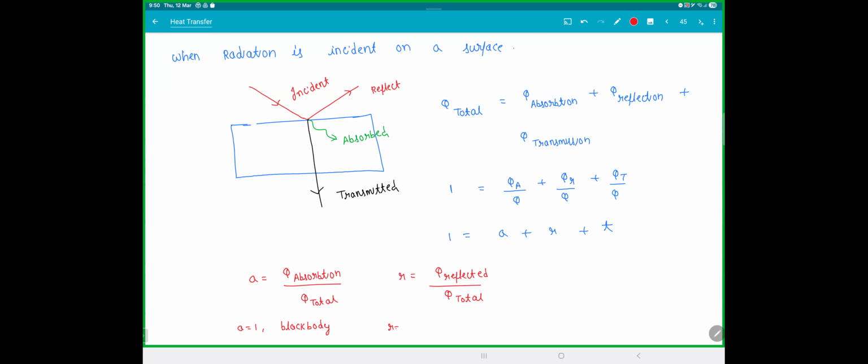What if R is equal to 1? There is no transmission, there is no absorption. It's a perfect reflector. It's a perfect mirror. Everything that falls on it, everything will get reflected.